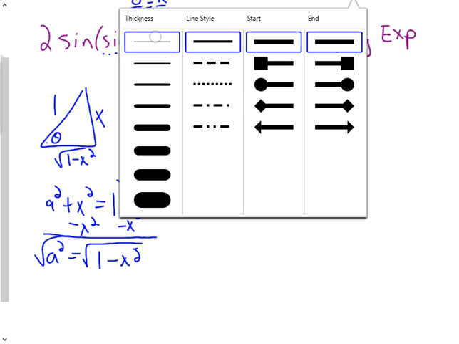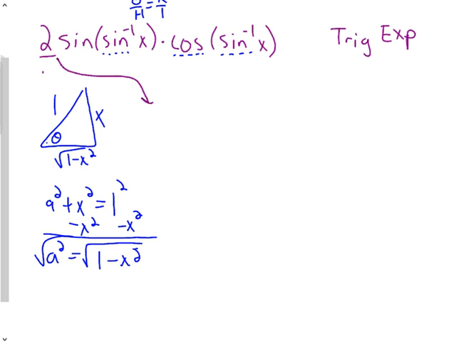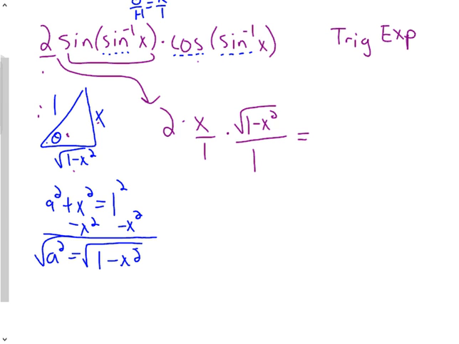So making it an algebraic expression, bringing down the 2, sine of sine inverse of x gives us x over 1. So that was this piece. Next, cosine of this same angle gives us adjacent over hypotenuse, so that gives us the square root of 1 minus x squared over 1. And then simplifying, we get 2x times the square root of 1 minus x squared.